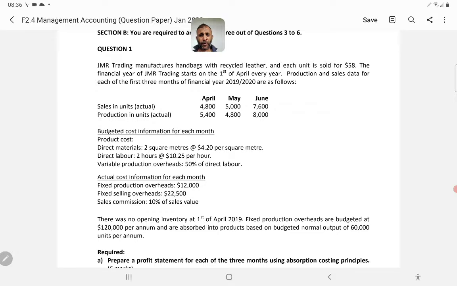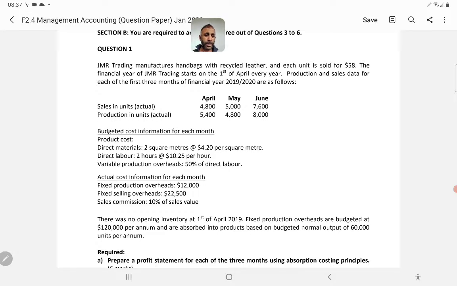Budgeted cost information for each month. Production cost: direct materials 2 square meters at $4.2 per square meter. Direct labor 2 hours at $10.25 per hour. Variable production overheads are 50% of the direct labor. Actual cost information: fixed production overhead 12,000, fixed selling overhead 22,500. Sales commission 10% of the sales value. There was no opening inventory at 1st April 2019.